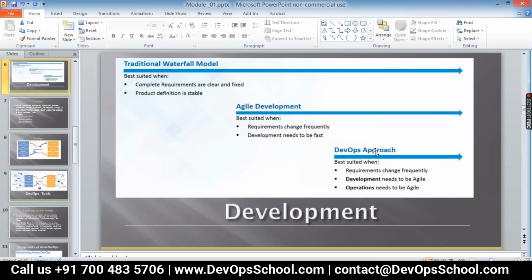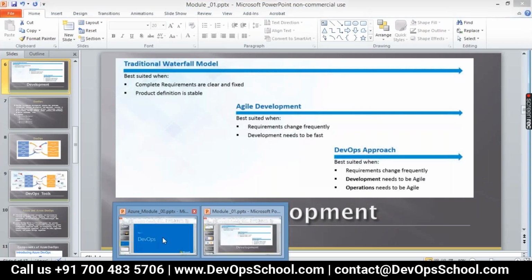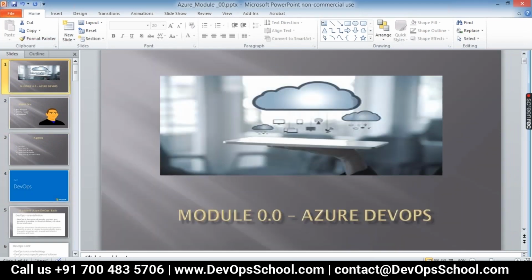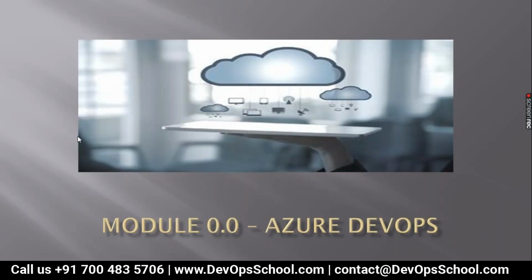Now let's move to Azure DevOps. Till now, what are the things we have discussed? We discussed waterfall, agile, and the DevOps approach. First we discussed what is DevOps, not yet the Azure DevOps. After that we had a brief discussion about the DevOps lifecycle, the eight DevOps stages.